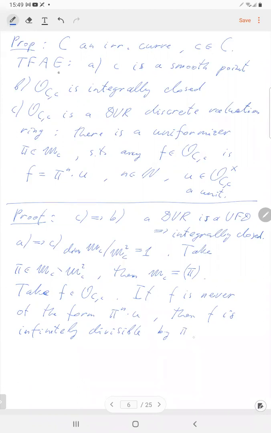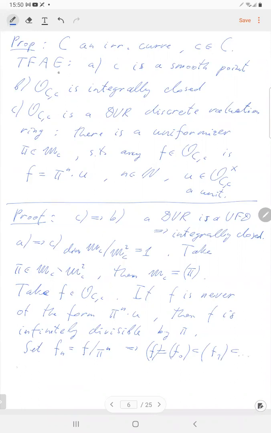And say we can set fn equals f over pi to the power n. It's always divisible, and hence we have an increasing sequence of ideals, that is, well, f0 is contained in f1, and so on.